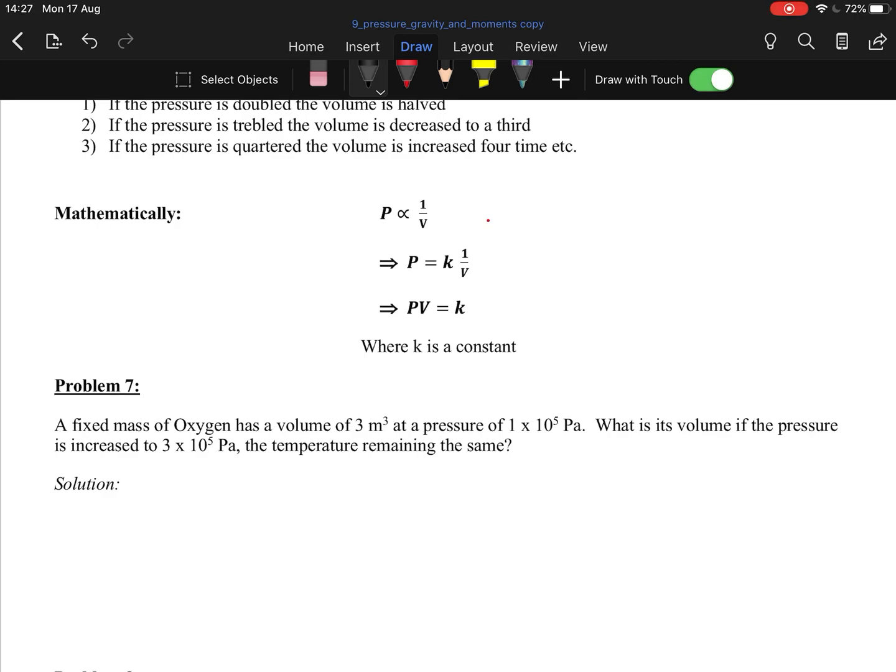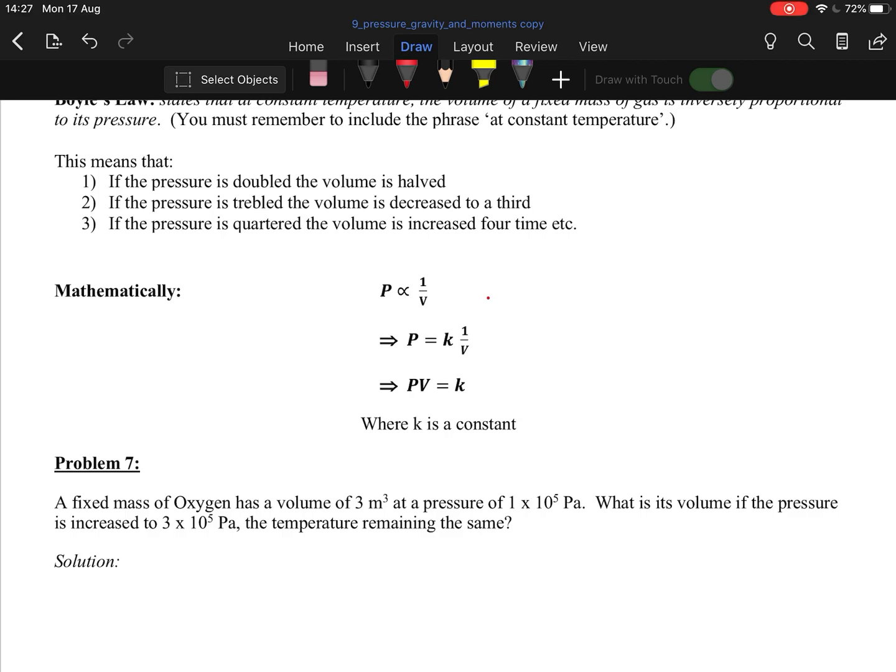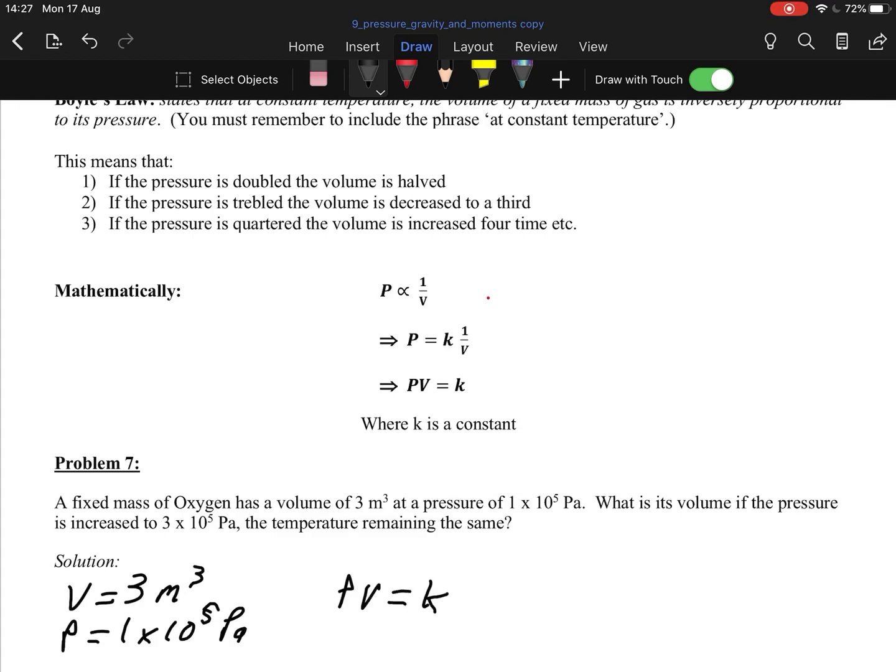So we'll start here with problem 7. A fixed mass of oxygen has a volume of 3 meters cubed, so V equals 3 m³, at a pressure of 1 by 10 to the 5 pascals. What is the volume if the pressure is increased? So what we're going to do first is we know that PV equals K, so we need to find the constant. Therefore, 3 times 1 by 10 to the 5 will give us, what did I work that out to be earlier?